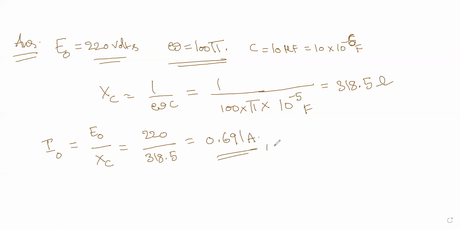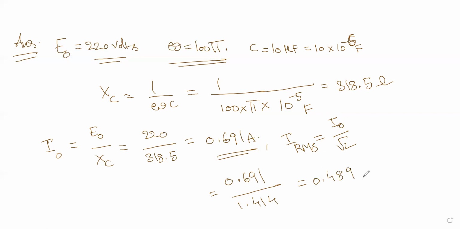And now they asked, whatever I told you yesterday, whatever the reading you see in the AC ammeter, they may tell AC generator, that is an instrument. So whatever the reading you see, that is the RMS reading. The RMS is I naught by root 2. This is how we calculate. So I naught value is 0.691 divided by root 2. Root 2 value is 1.414. So you can substitute this and then you will get an answer as 0.489 amps.